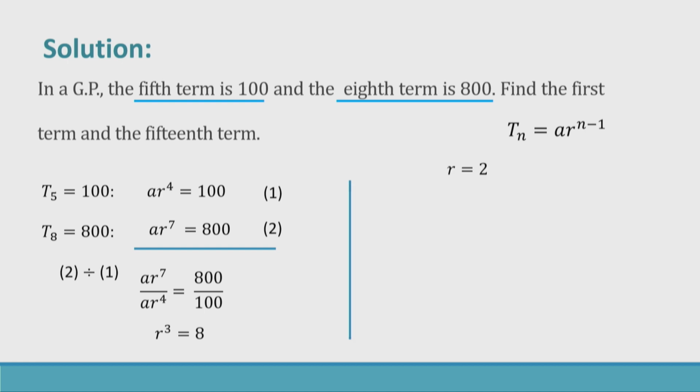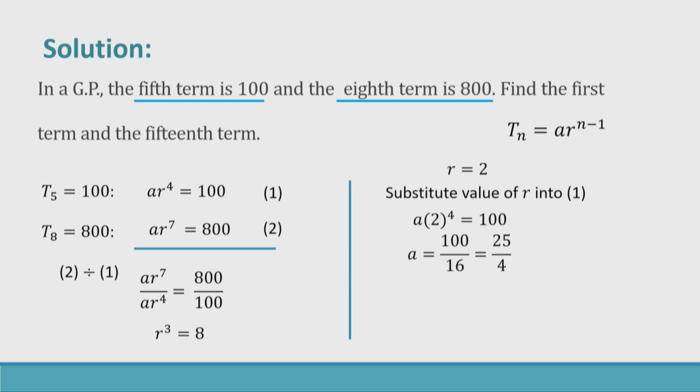We now substitute the value of R into equation 1 or 2. Here I have chosen equation 1. So A times 2 to the power of 4 equal to 100. I will get A equal to 100 over 16. Simplifying, I divide by 4, I get 25 over 4.